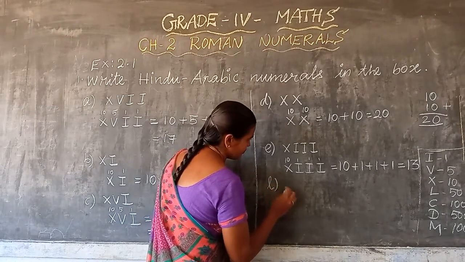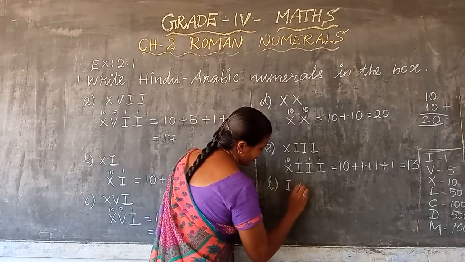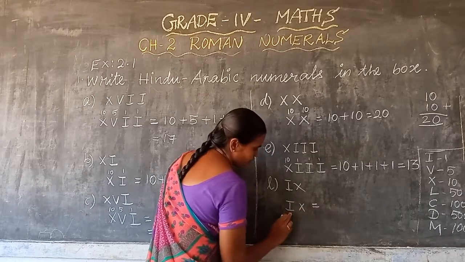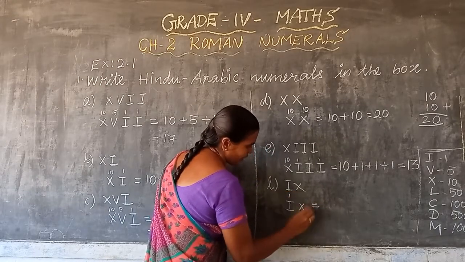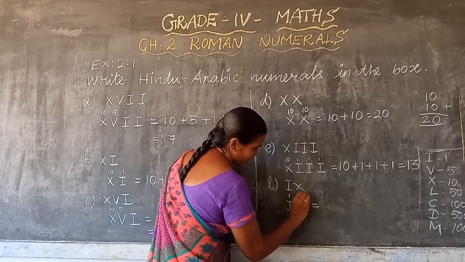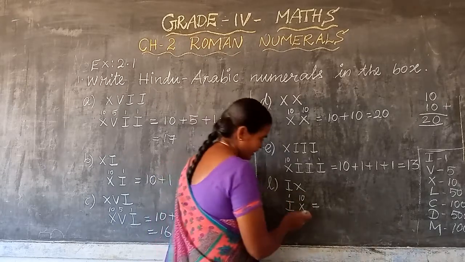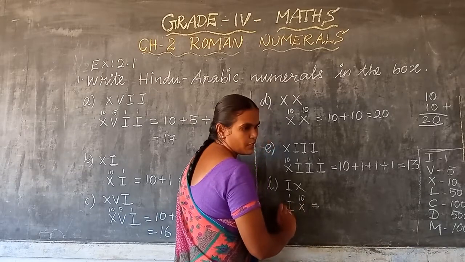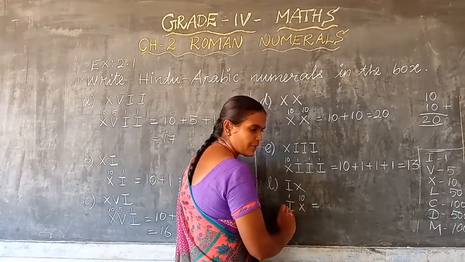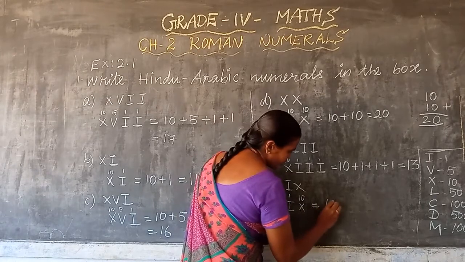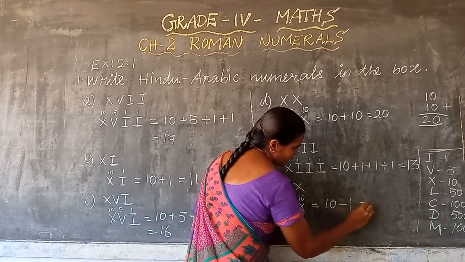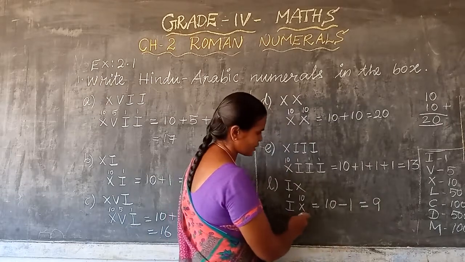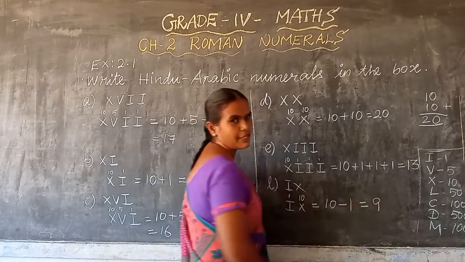Next sum, IX. So IX equal to value of I 1, value of X 10. Here which one is the greater number? X. So X, left side we have the small number. So left side small number means subtraction. So 10 minus 1, we get the answer 9. So IX means answer 9.